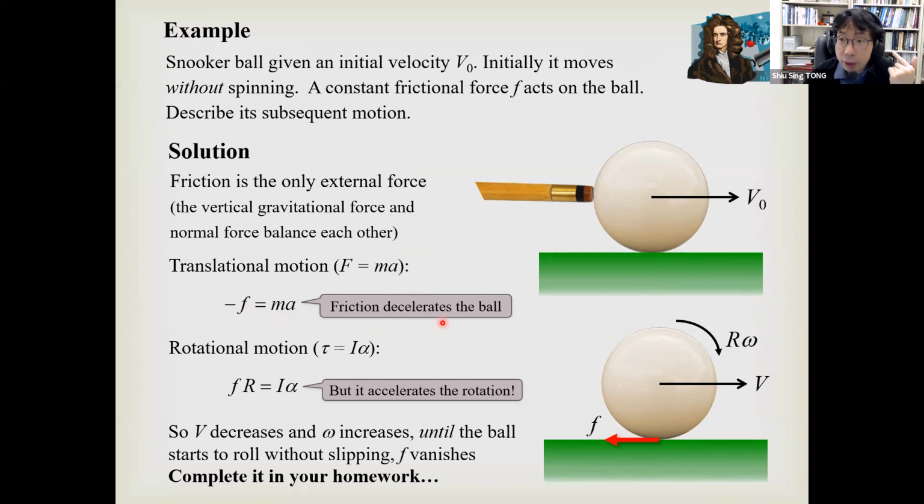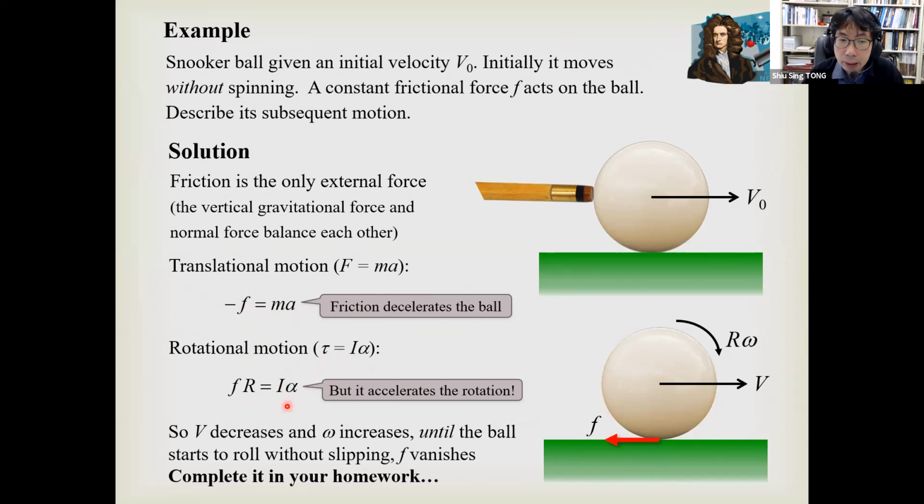Okay, that is for the translational motion. And I deliberately make the quantity F positive. So when I add a minus sign, what I mean is that it is decelerating the body. So A is negative, meaning a deceleration in the translational motion. Now, for the rotational motion, the frictional force produces a torque. Torque equals I alpha. The torque produced by friction is Fr, where R is the moment arm, right? So Fr is equal to I alpha.